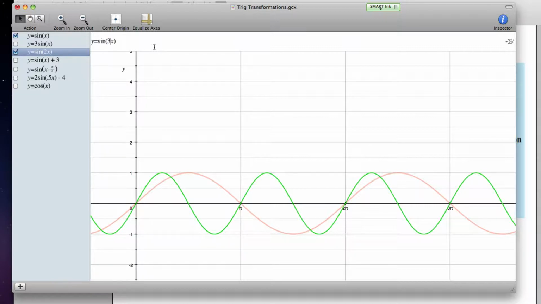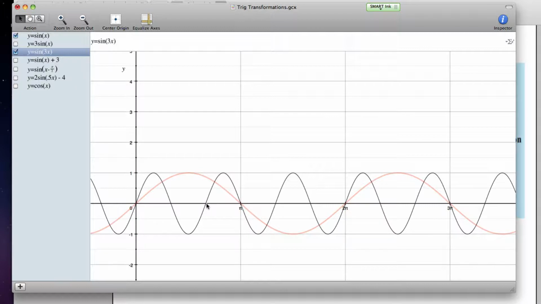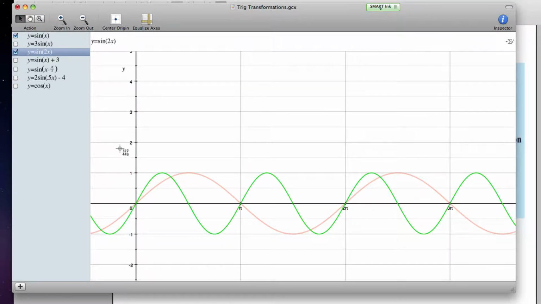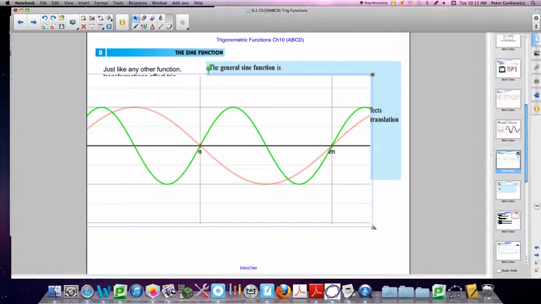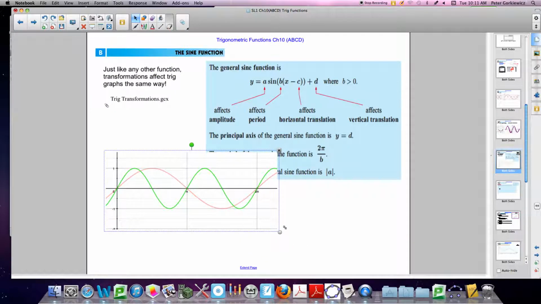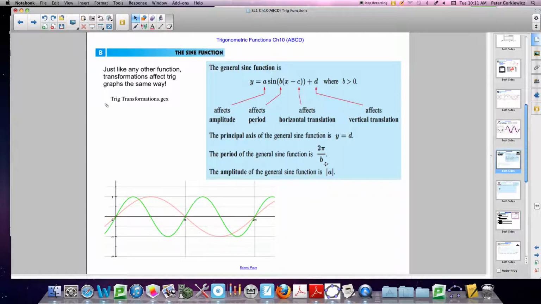If we change it to 3, there's 1, 2, 3 oscillations in 2 pi, okay? So all that this really means is that this b value just tells you how many oscillations in the normal 2 pi. There's a couple of ways to think about it, but this is one of them: that 2 pi over b equals the period. We'll fuss with that a little bit, but it might be worthwhile to write down that 2 pi over b is equal to the period.